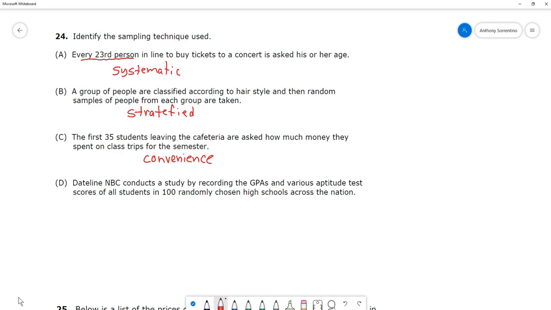Dateline NBC conducts a study by recording the GPAs and various aptitude test scores of all students in 100 randomly chosen high schools across the nation. The students group themselves, because they go to certain high schools. So they just picked 100 high schools and took all the students from them. That's a cluster sampling, because the groupings are the high schools, and not all the high schools were tested. Only certain high schools were tested. So that's how you can tell the difference between cluster and stratified, more importantly.